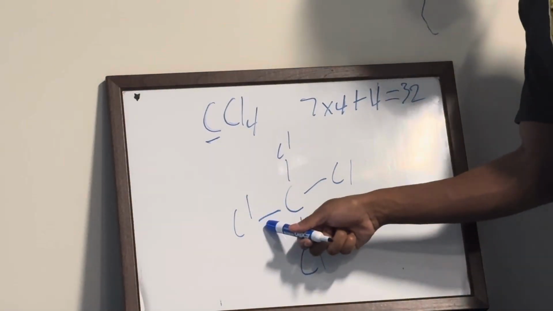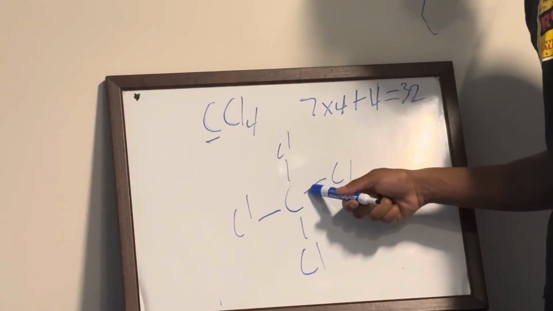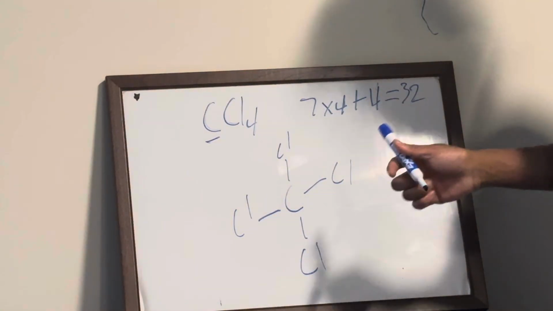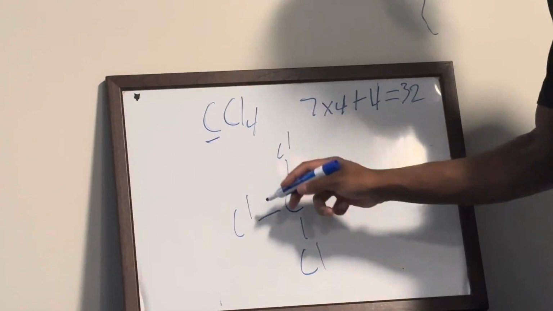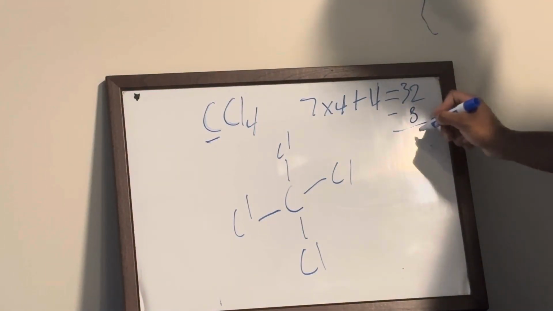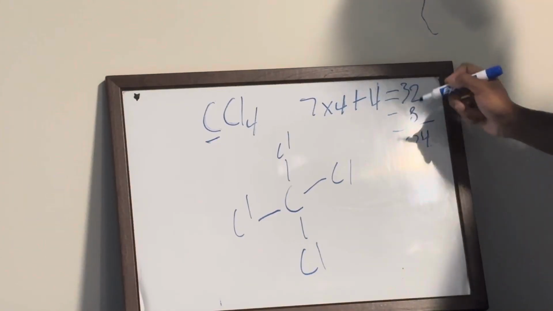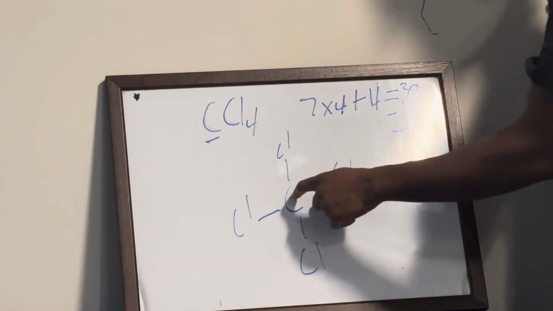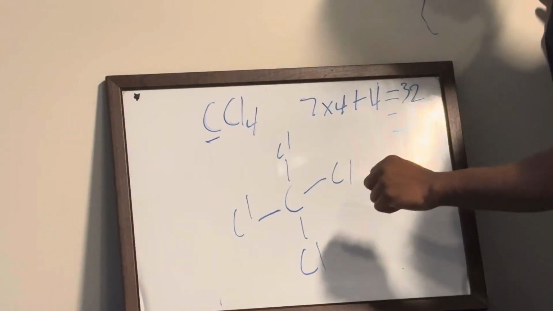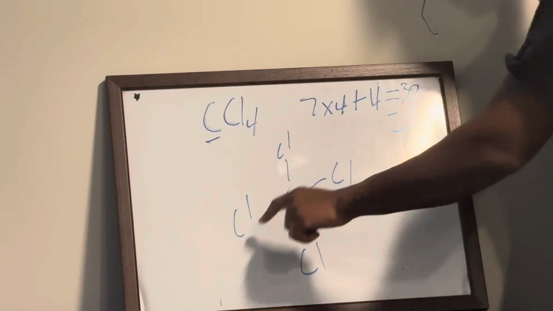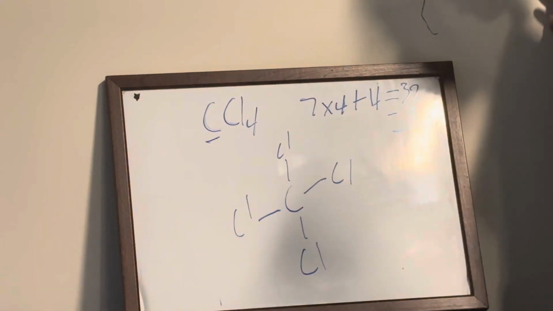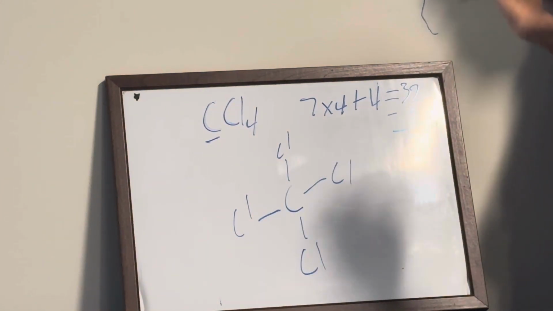So this is 2, this is 4, this is 6, and this is 8 electrons. Each bond is 2. So we do 2, 4, 6, 8, minus 8. Then this gives us 24. Now, carbon's octet rule is completed. It has 8 electrons on every side. So 2, 4, 6, 8. Carbon's good.